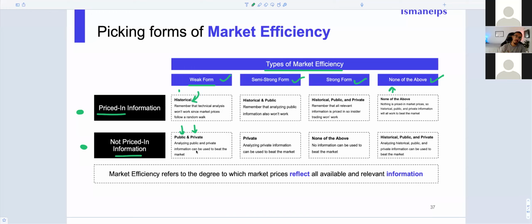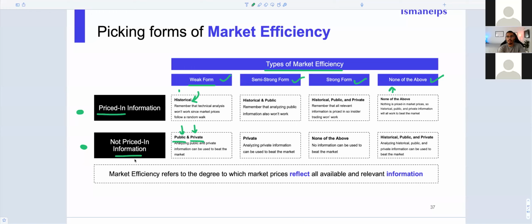Let's take a step back. If we're under a weak form market efficiency, all right, this means that historical information is priced in. Therefore, investors could not yield abnormal returns by studying historical prices. However, they can earn abnormal returns by studying public and private information. Why is that? Because that information under a weak form market efficiency will not be priced in. Okay, let me give you another example. This is another tool, another thing that I would recommend you putting on your cheat sheet, because it's going to help you solve these questions.